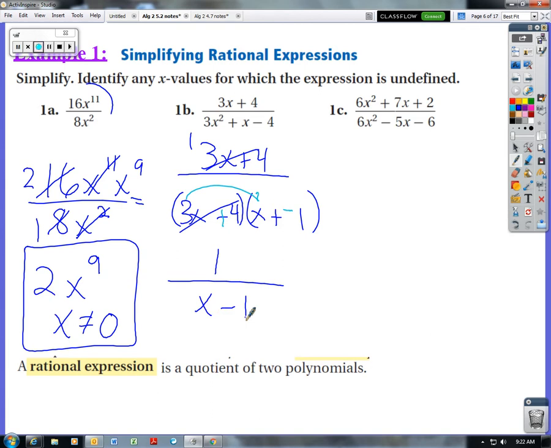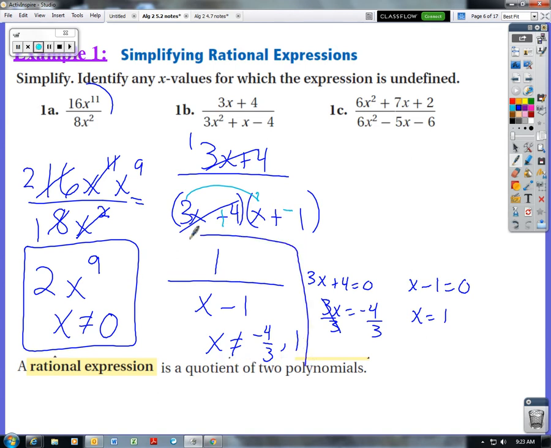We need to identify where it's undefined. So for that, you look in the denominator before you canceled, and you have to set these each equal to 0. So I have 3x plus 4 equals 0, and then I have x minus 1 equals 0. So I have to subtract 4. I have to divide by 3, and x equals -4/3. And this one's easier. I can just add 1. So that means that this function is not defined when x equals -4/3 and 1. So here's the simplified answer, and here's where it's undefined.